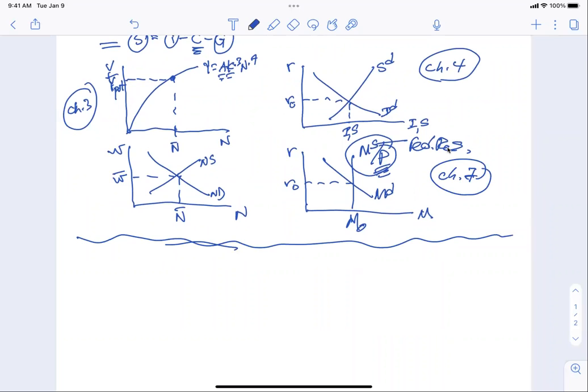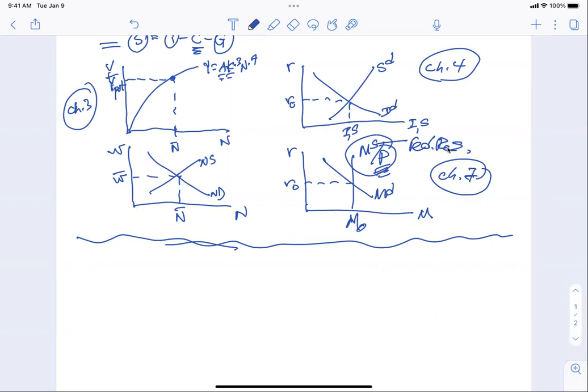One of the previous homework questions said, what does the Federal Reserve need to know if it wants to set an interest rate at a certain level? It needs to know what money demand is, right? So it can set the money supply, shifting that vertical line to the right or to the left to get whatever interest rate target it's trying to get.